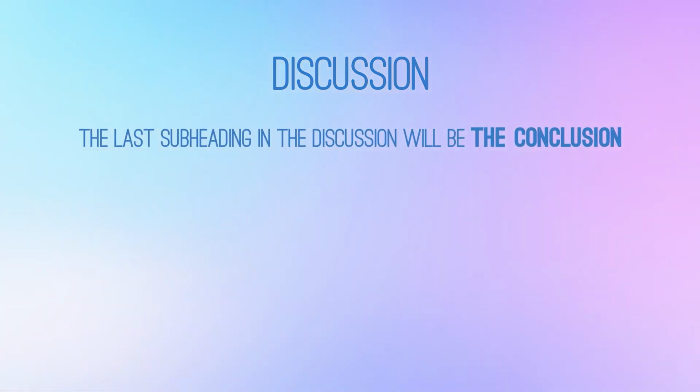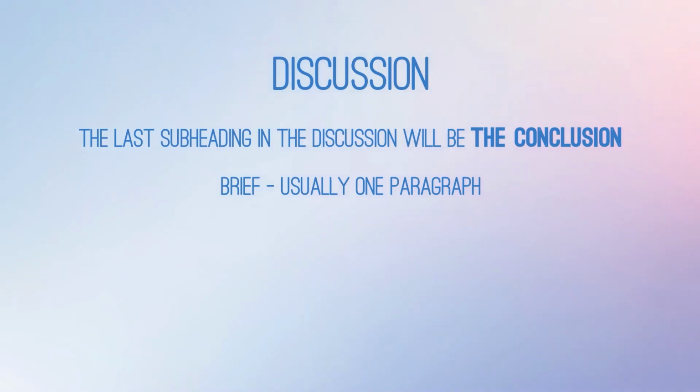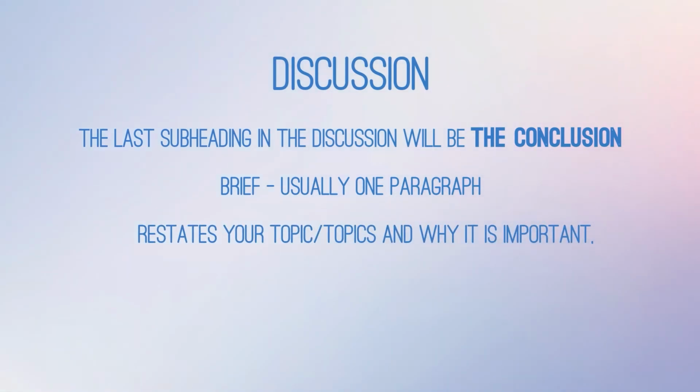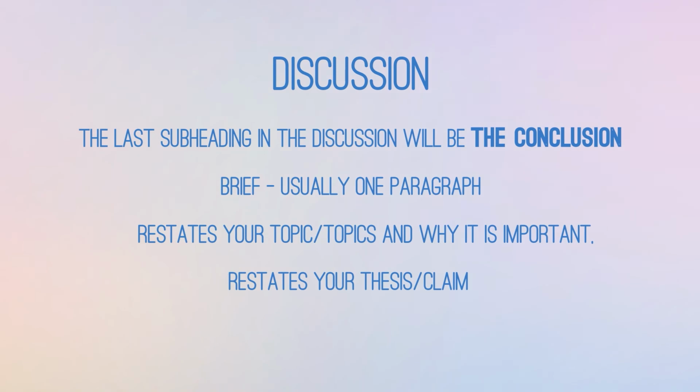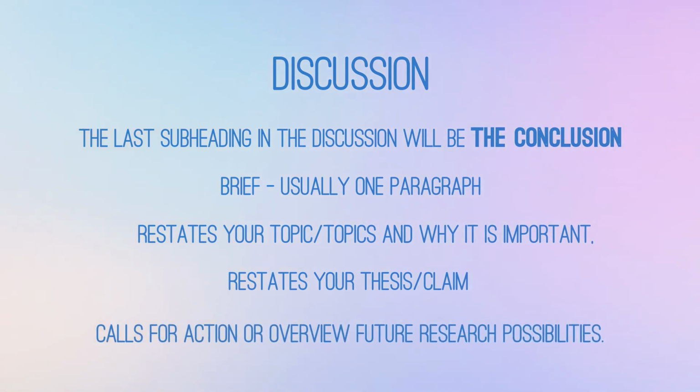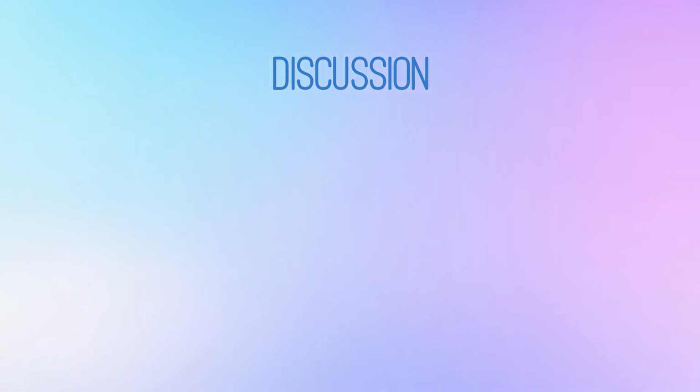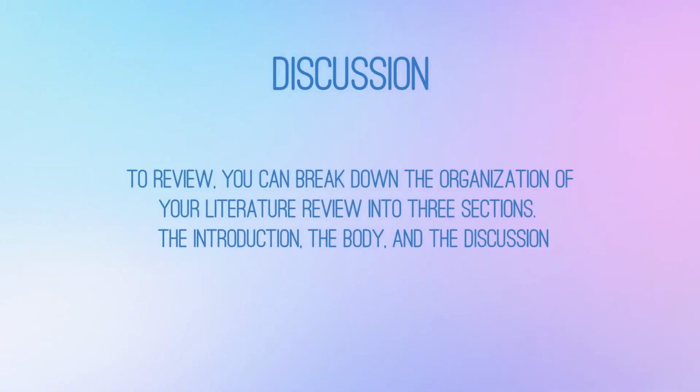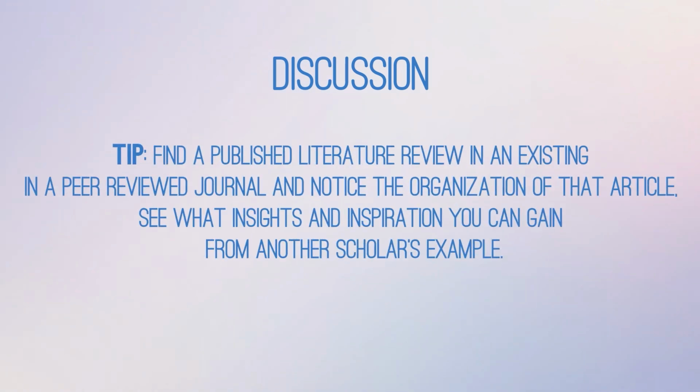The last subheading or subsection in the discussion will be the conclusion. The conclusion is brief, usually 1 paragraph. It restates your topic or topics and why those topics are important. It restates your thesis or claim, and it calls for action or an overview for future possibilities. To review, you can break down the organization of your literature review into 3 sections: the introduction, the body, and the discussion. Here's another tip.